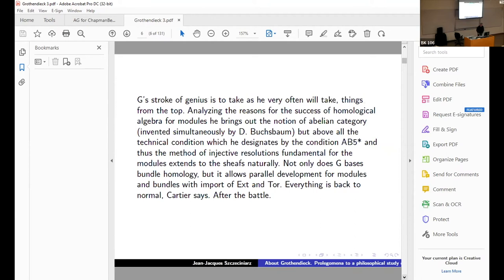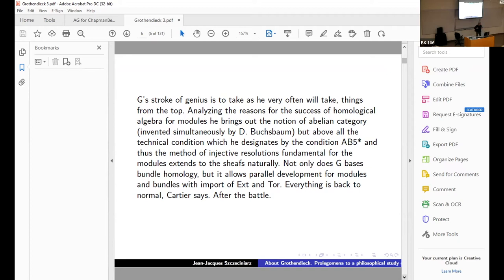Grothendieck's stroke of genius is, as we have seen many times in this lecture before me, to take, as he very often will take, things from the core. Analyzing the reason for the success of homological algebra for modules, he brings out the notion of abelian category, invented simultaneously by Buchsbaum, but above all the technical condition AB5*, and through the method of inductive resolution, fundamental for modules, extends it to sheaves naturally. Not only does Grothendieck base Abelian homology, but it allows parallel development for modules and sheaves with the import of Ext and Tor. Everything is back to normal.